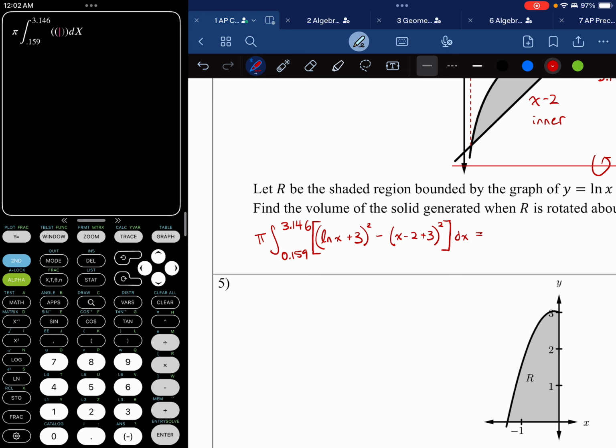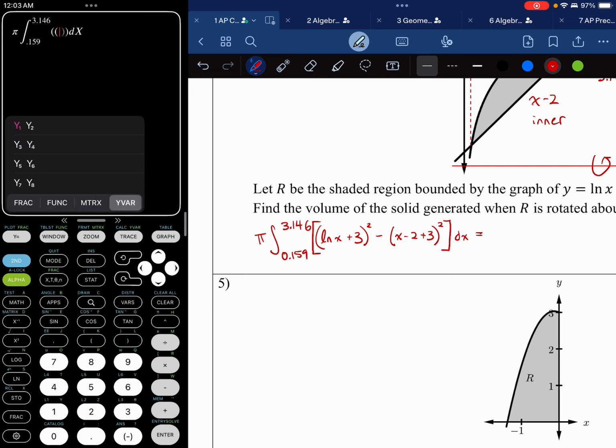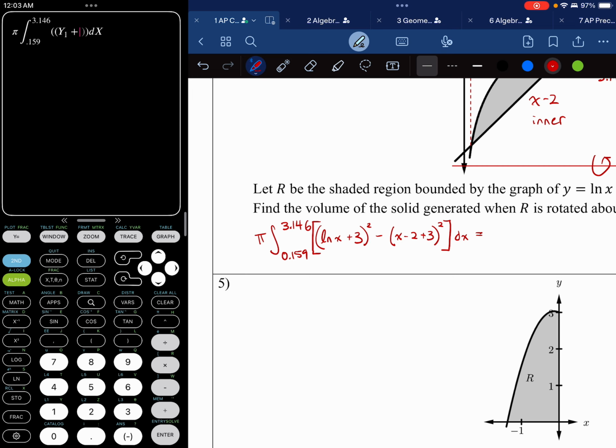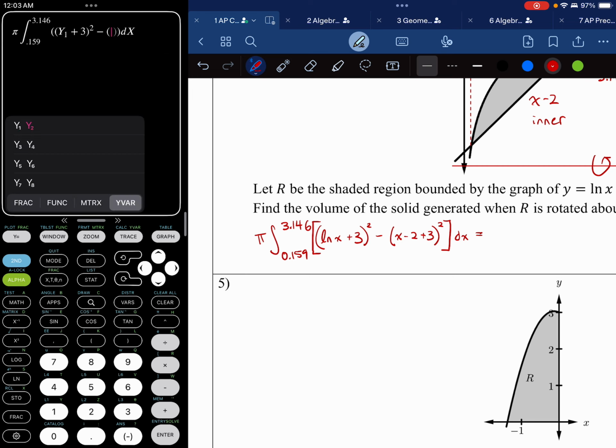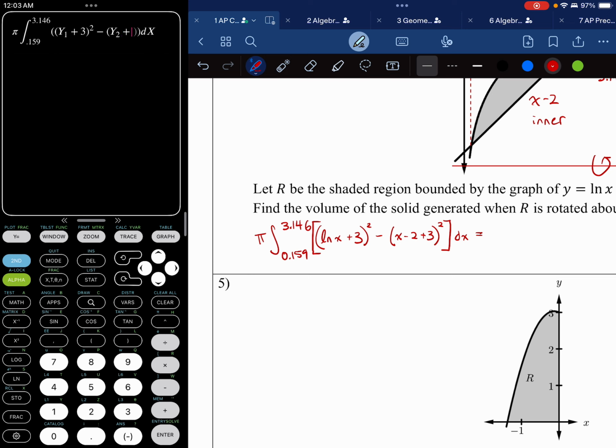I'm going to say it's technically just y1, right? So I'm going to say alpha trace y1 plus 3, that end the parentheses, and that entire quantity is going to be squared. And then I'm going to subtract my next function, which I guess I could really just type. I'm going to be lazy. I'm going to do alpha trace and go to y2. I'm going to do plus 3 again, and that entire quantity squared, and I think I should be done.